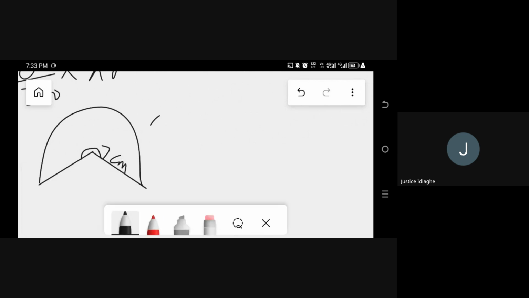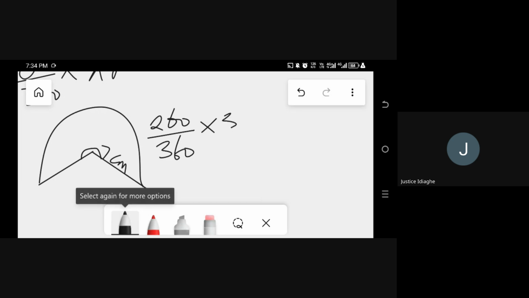So we say 260 over 360 times pi, which is 3.142, times radius squared. So you can simply say 7 squared, because that's the radius squared. All right, so someone please help us with this. Multiply the numerator, divide by 360.